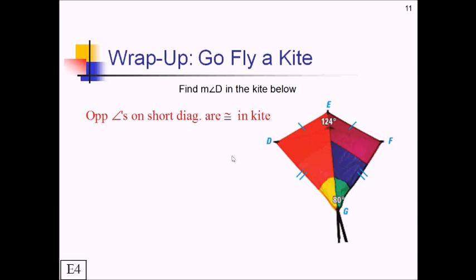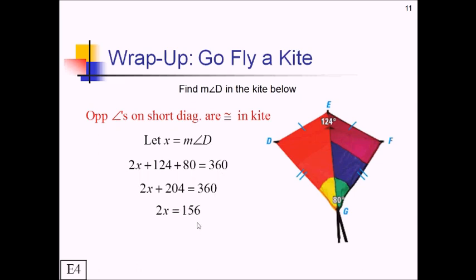And then we could say 2x, because there's two of them, plus your other two angles has to add up to 360. So that's 2x plus 204 equals 360. Subtracting, we get 2x equals 156. And then half of 156, that is going to be 78 degrees.